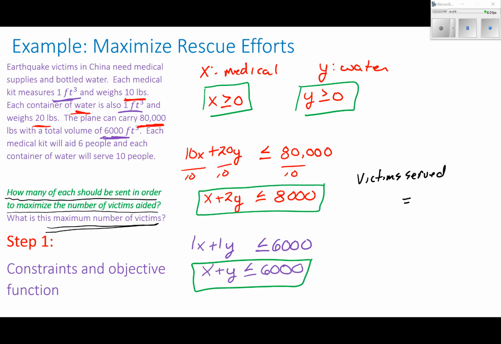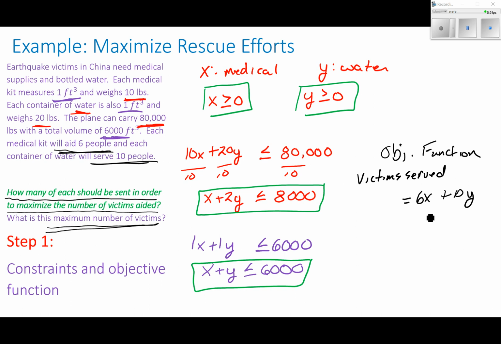is going to be equal to 6x, because each medical kit will aid 6 people, and then each water kit will serve 10 people. So victims served is 6x plus 10y. That is our objective function. This is ultimately what we're going to work with, that we will get this maximum amount.